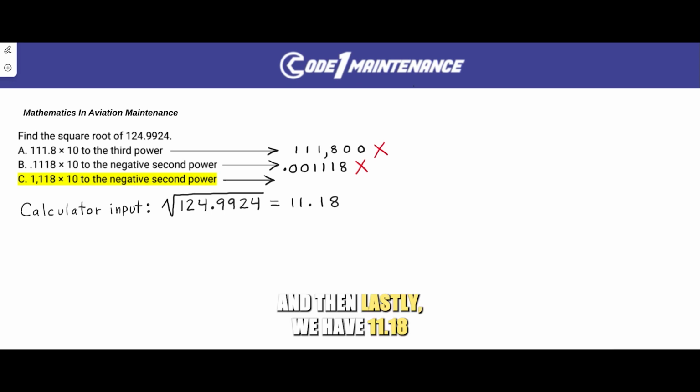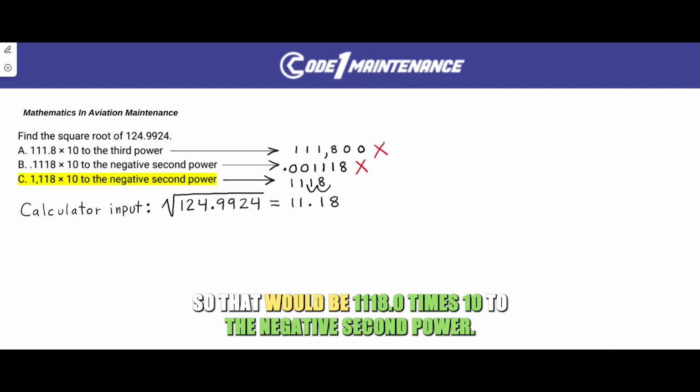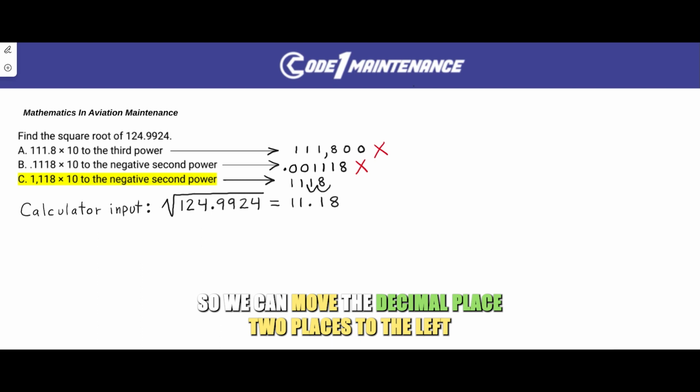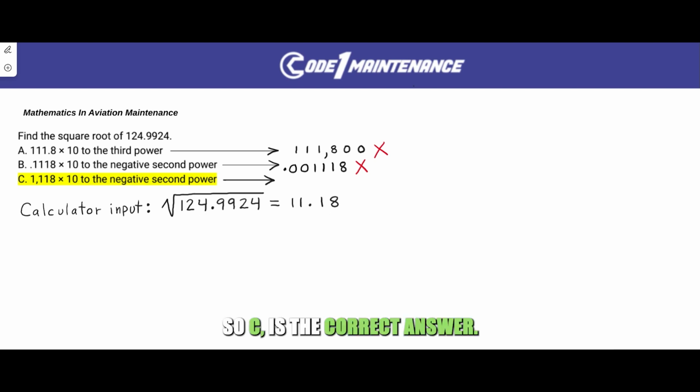And then lastly, we have 1118 times 10 to the negative second power. So we can put 1118 in and then move the decimal place. So that would be 1118.0 times 10 to the negative second power. So we can move the decimal place 2 places to the left because it is to the negative second power. So this places the decimal correctly at 11.18. So C is the correct answer.